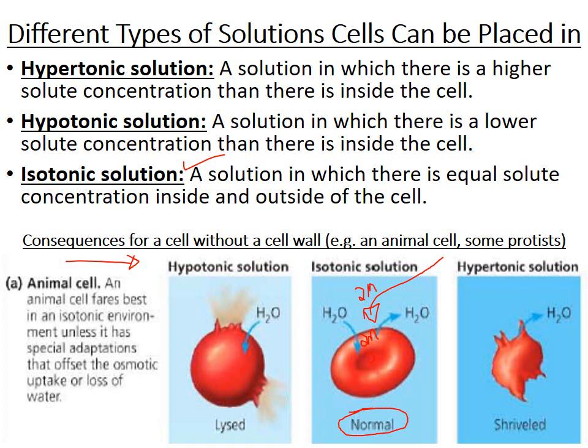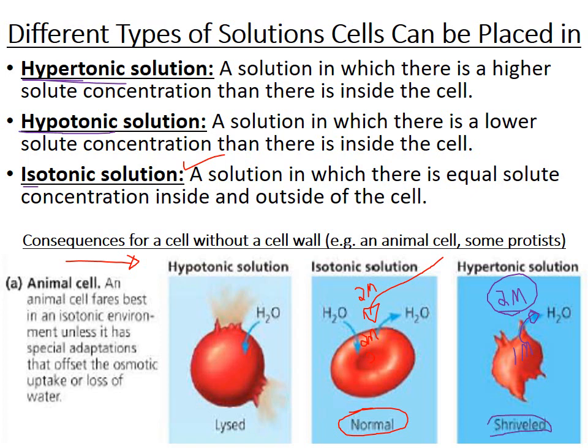Now there's two other types of solutions a cell can be in. You can have a hypertonic solution or a hypotonic solution. So let's look at the word hypertonic. Hyper means above. So a hypertonic solution has a higher concentration of solutes than the cell that enters it. So for example, here we'd have hypertonic, 2M, and the cell might be 1M. Because there's a higher concentration of solute on the outside of the cell, water will leave the cell. And for a cell without a cell wall, this is not good. It's going to start to shrivel up. And so the cell becomes shriveled up in a hypertonic solution.